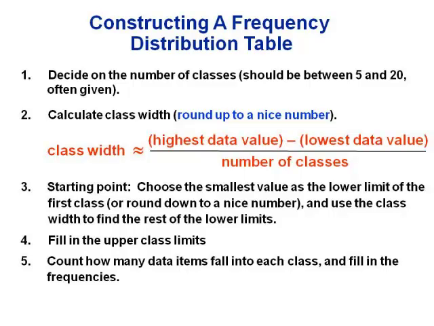Once you figured that out, you need to decide where you want your starting point to be. And actually, sometimes you'll figure out your starting point first, because you might use the starting point instead of the lowest data value to calculate your class width. I'll mention that again on the next slide. Once you know where you want to start, then you can fill in all the lower class limits using your class width, and then you can go in and fill in the upper class limits, and then you just count how many data items fall into each group and fill in the number. So let's go ahead and look at an example of that.